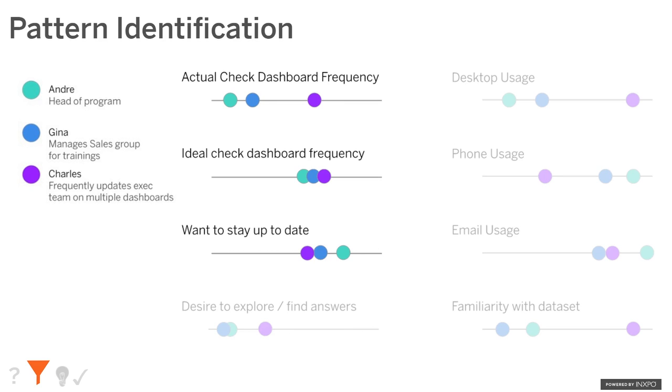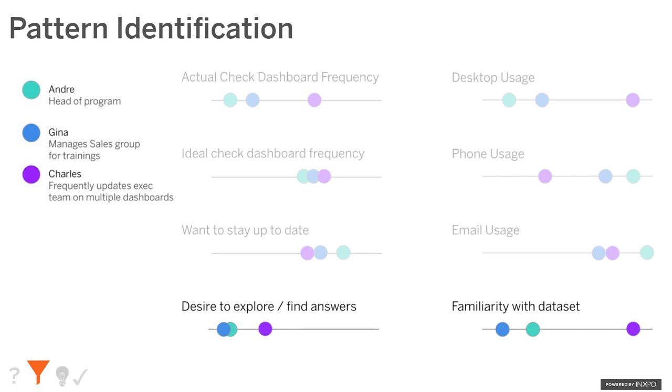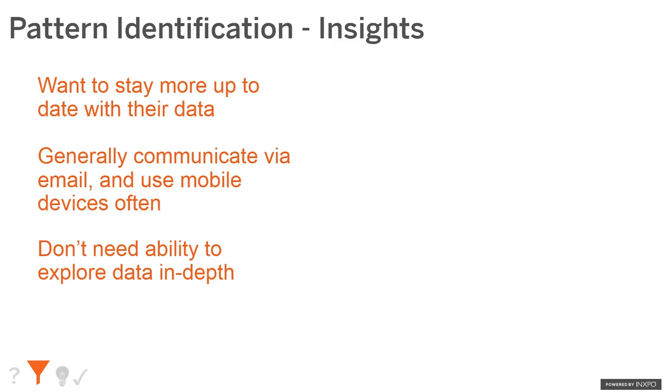First, our users didn't quite stay as up to date with their data as they wanted to, and that's something that we might be able to help with. When looking at the technology section here, we noticed that email and phone usage were pretty high compared to desktop usage. And finally, we saw here that the desire to really dig into the data set was fairly low. These users were looking for updates more than anything else. Here are the 3 insights that we pulled out of the data set.